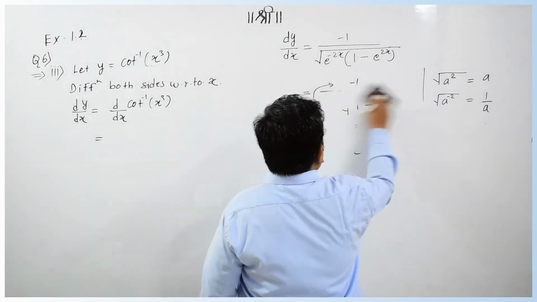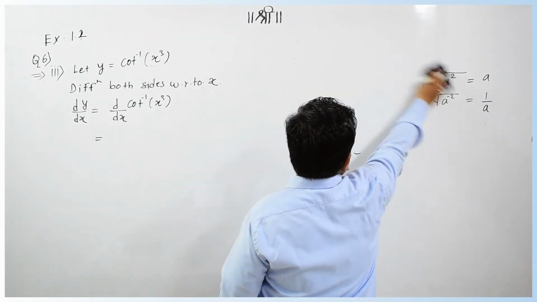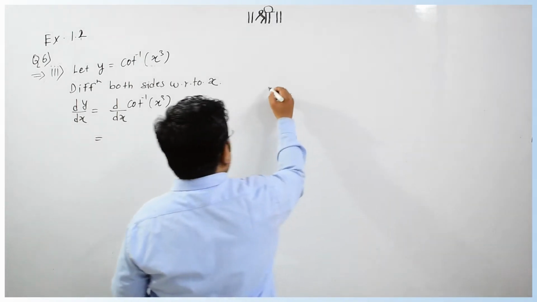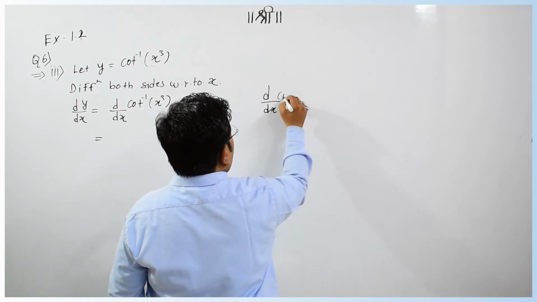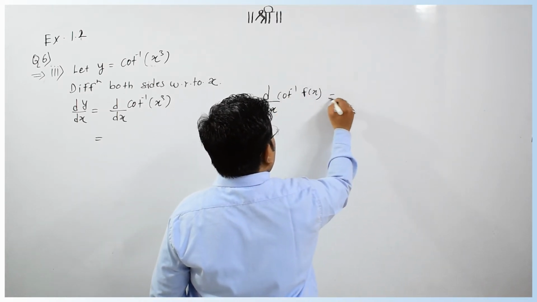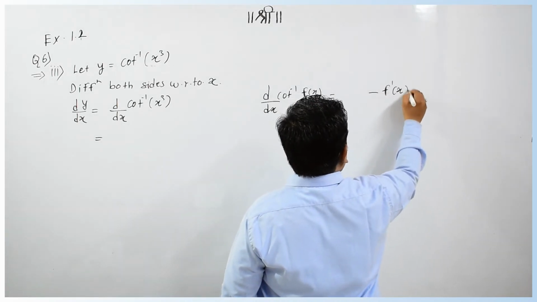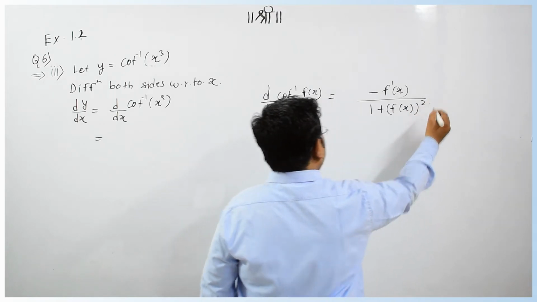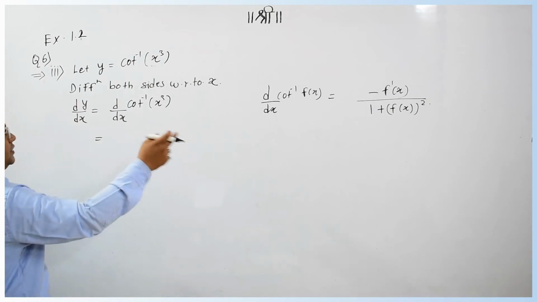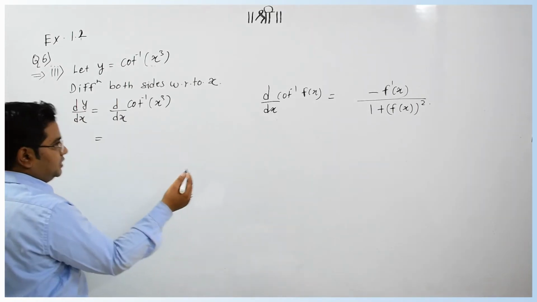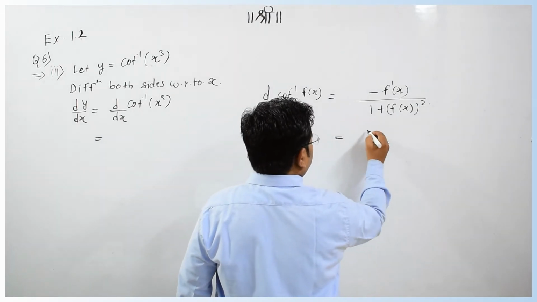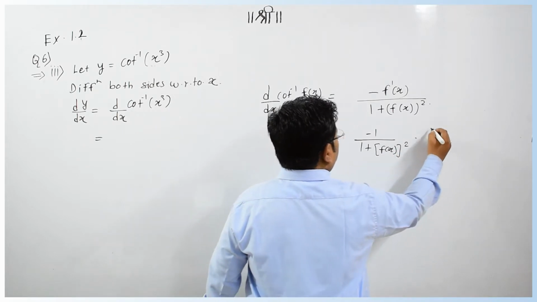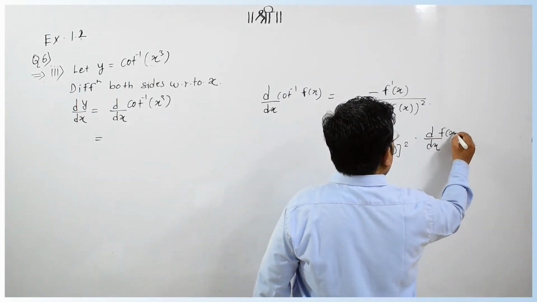So what is that formula? Cot inverse of f of x differentiation will lead to d upon dx of cot inverse of f of x is equal to minus f dash of x upon 1 plus f of x bracket square. Okay, so we need to fit within that formula. So f dash of x will be common. So I can write it this way: -1 divided by 1 plus f of x bracket square into d upon dx of f of x.